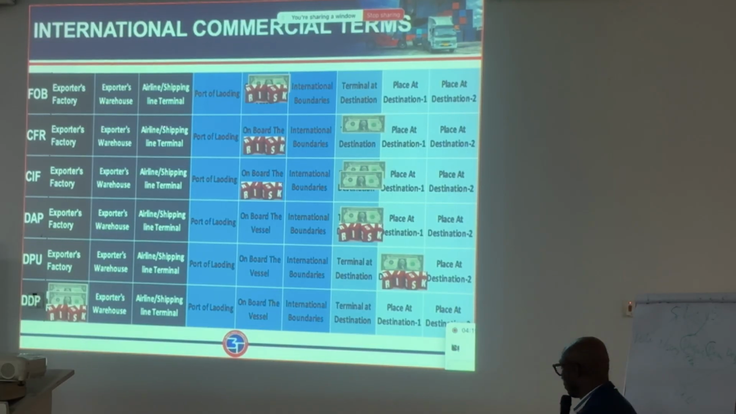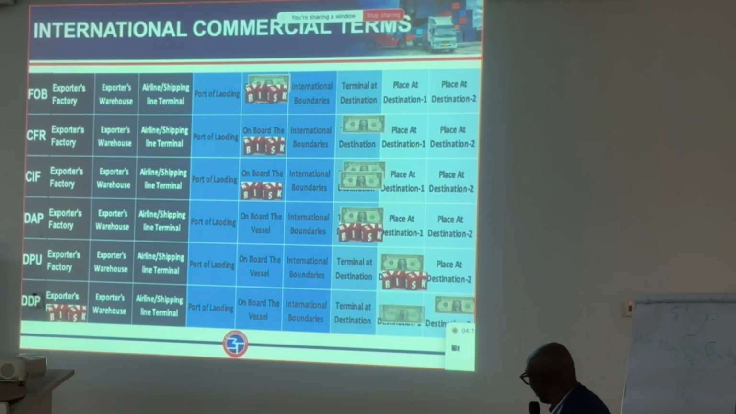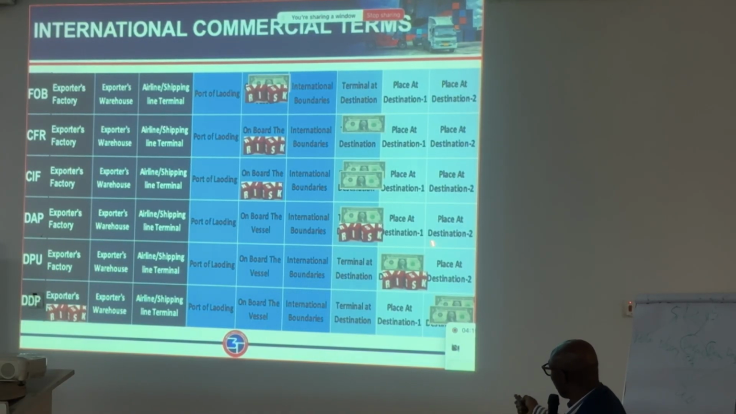The last one is deliver duty paid. What happens in deliver duty paid? The exporter bears the cost of moving to destination and the cost of clearing at destination. In DAP and DPU, even though the exporter bears the cost and risk to destination, he will not bear the cost of clearing at destination. But in DDP, he will bear the cost and risk to destination, bear the cost of clearing, and bear the risk to the final destination.